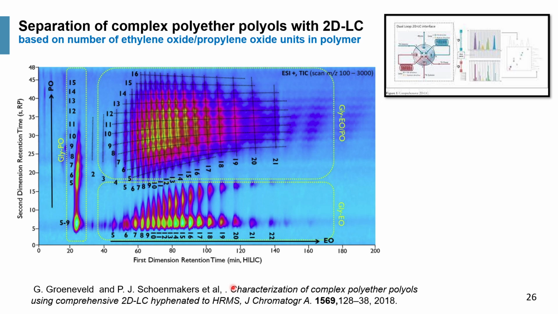Finally, I'd like to show a very complex polyether polyol with two-dimensional LC, coming from this particular reference. This is an area of very active research, using two-dimensional LC in conjunction with mass spectrometry, hyphenated with high resolution mass spectrometry, to characterize some of these polymer materials and give you very high resolution.